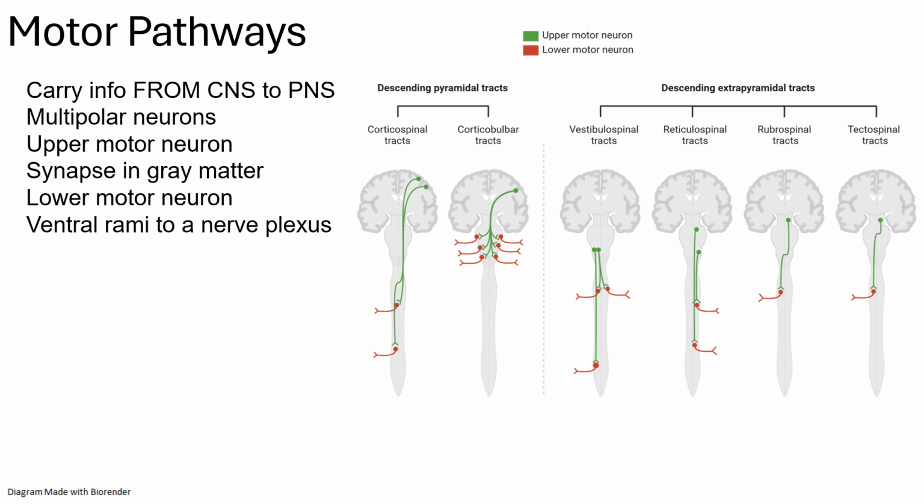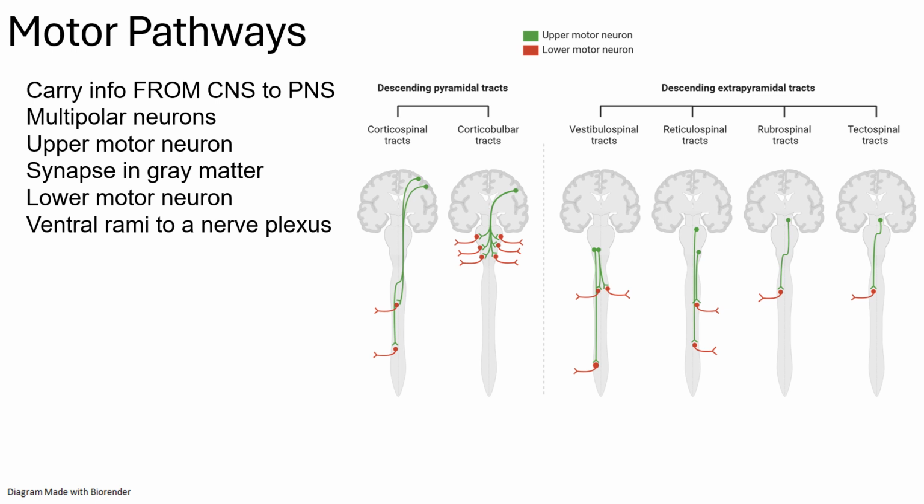Motor pathways can also be called efferent pathways. These pathways are a series of neurons that carry information from the central nervous system to the peripheral nervous system. Most of the neurons in these pathways are multipolar. That's the type of neuron we've been using as a standard example.